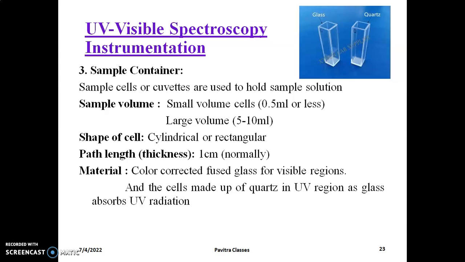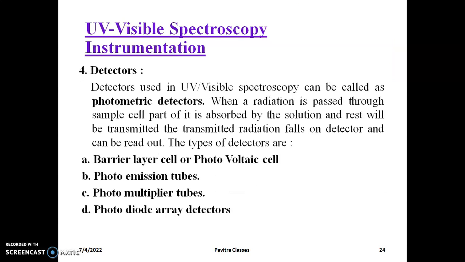The material is usually corrected fused glass in the visible region spectrophotometer. Whereas in the UV region, as I told you, glass absorbs the UV radiation. So cells made of quartz are used as sample containers.